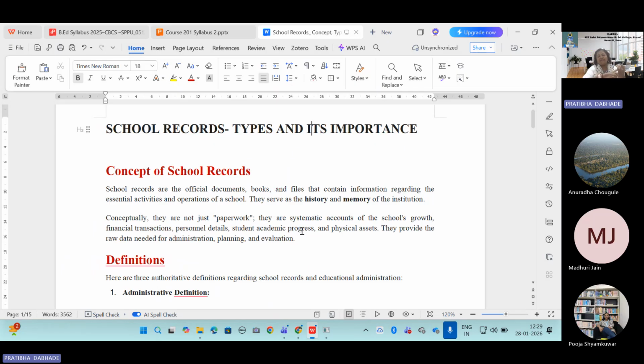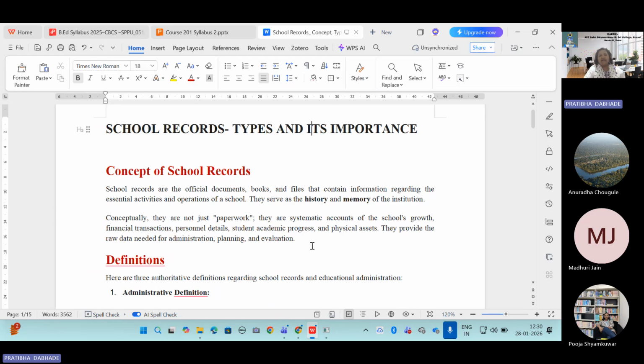it's like a history. Okay, it can be related to the academics, it can be related to the management, right? If you consider the different human resources, some records are related to the students, some records are related to the administration, some records are related to the teachers, right? So basically, these school records serve as the history and memory of the institution. So what do you think, is it only paperwork? Yes. When you say it is only paperwork, it means whatever things were happening in the school, we are putting all of them on paper, right?